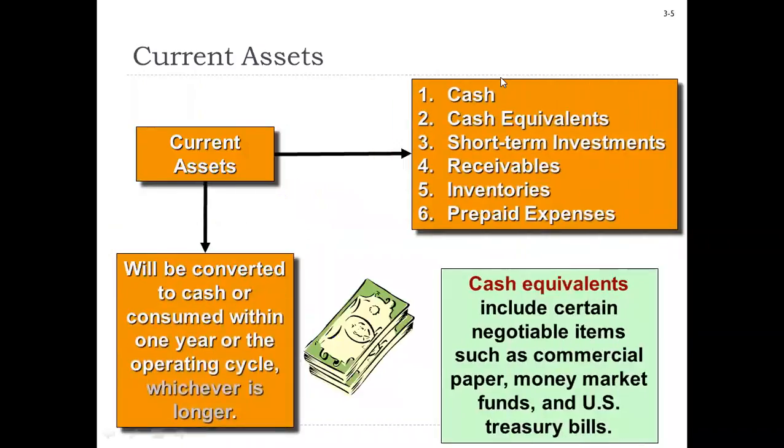So here are some examples of current assets. Again, things that will be converted to cash or used up within a year, or the operating cycle, whichever is longer. And we'll see on the next slide what that means, but almost always it's a year. But examples of current assets are cash, cash equivalents, which are defined down here, certain kinds of investments that are very short term, that are negotiable. Negotiable means they can be sold at any time. Okay. Short-term investments, receivables, inventories, and prepaid expenses. We'll see all of these in subsequent chapters as well, but these are all examples of current assets.